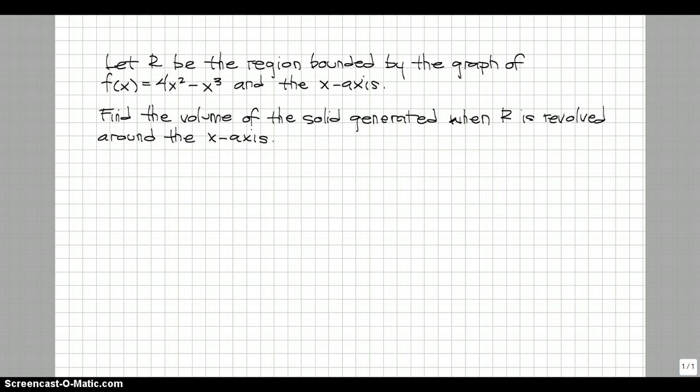And the first thing I want to do, if I haven't been given some kind of visual to use, is to sketch a visual for myself. And in this problem, it's helpful for us to factor f of x. We get f of x is equal to x squared times 4 minus x. And then we know that our region, let's let it go out to 4 on the x-axis, and I'll leave the y-axis unlabeled.